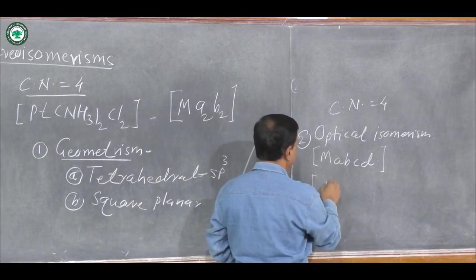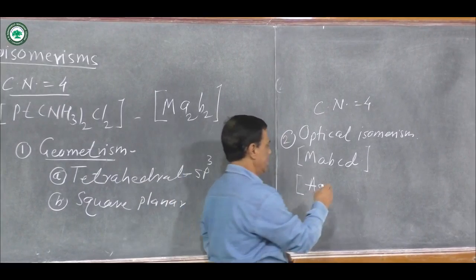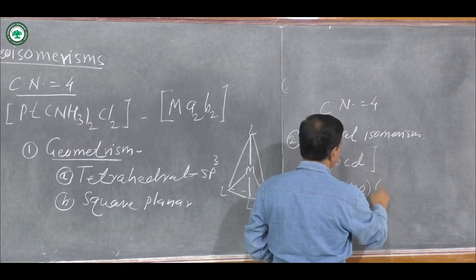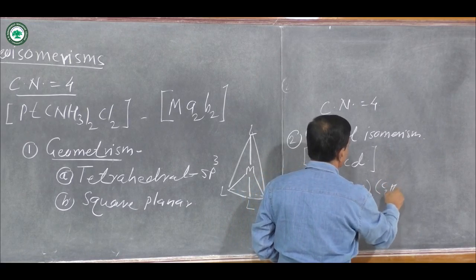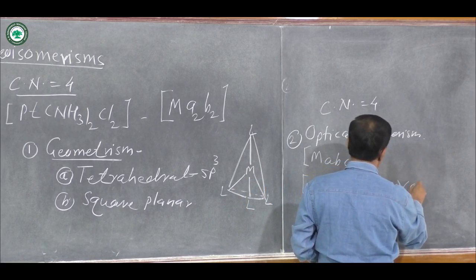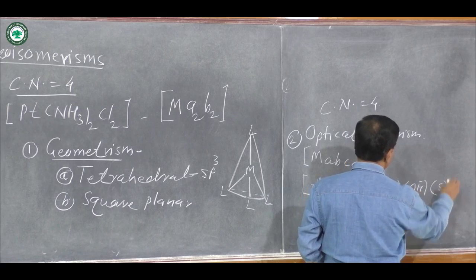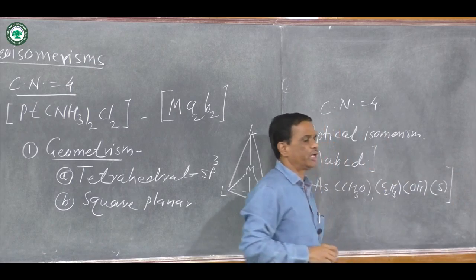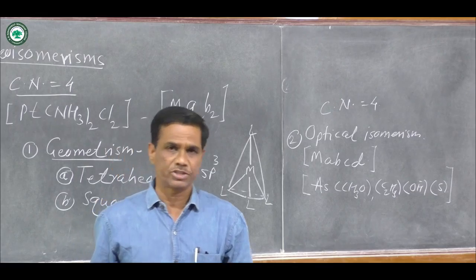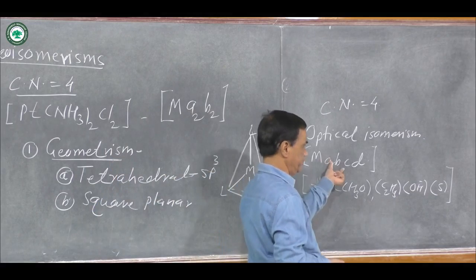Example: suppose there is a formation of an arsenic compound, with S, then OCH3, then C2H5, then OH minus. The fourth one is sulfur. And all these 4 ligands are different. The central metal ion is arsenic and 4 groups are attached, they are ABCD.